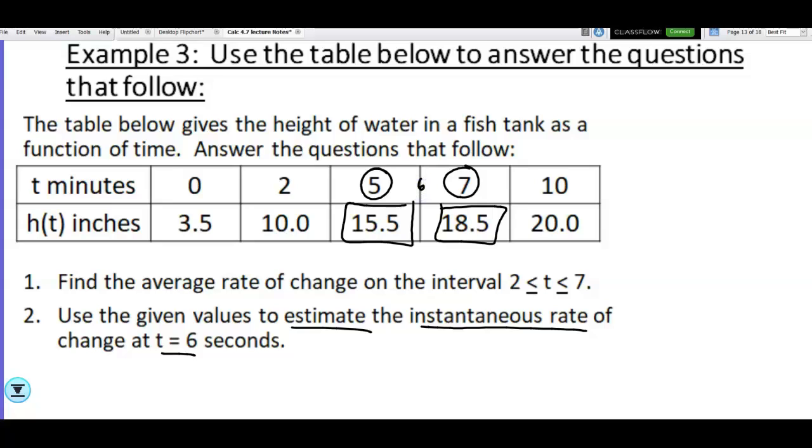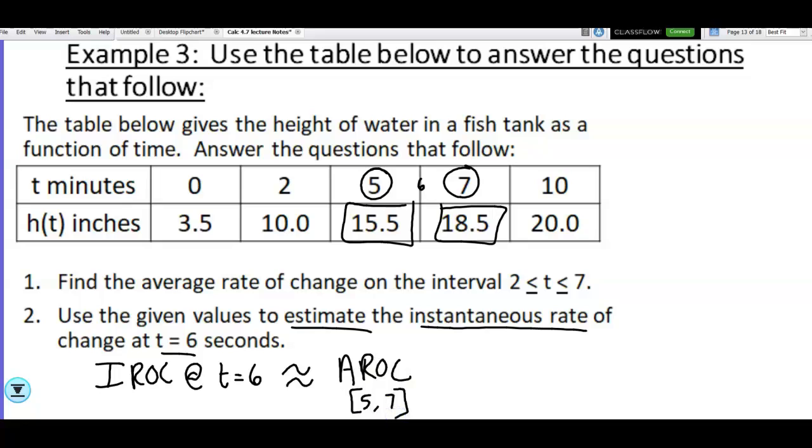So the instantaneous rate of change at t equals 6 is approximately equal to the average rate of change on the interval from 5 to 7, because those are the 2 time values that are closest to 6. And that can be calculated by doing height 2 minus height 1 over time 2 minus time 1. And remember, this is in inches per minute.